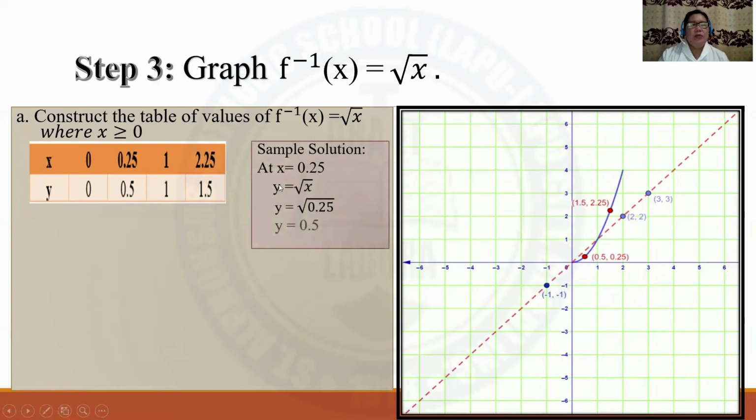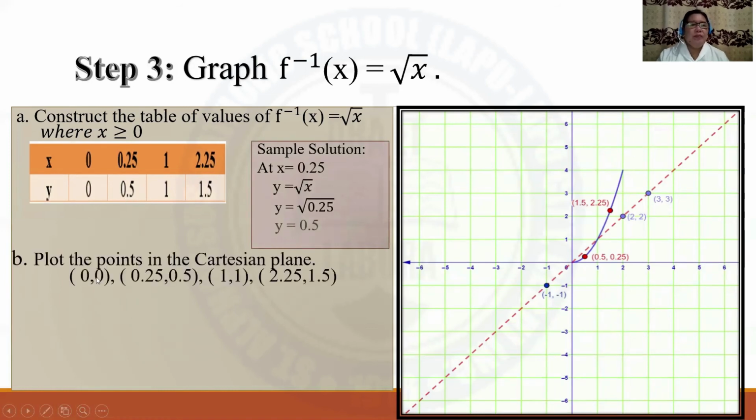And I will show you one example on how to get the value. Supposing x is equal to 0.25, so y is equal to the square root of x. Take the square root of 0.25, the value is 0.5. So here, 0.5. So even if you will not switch the values, it will still give you 0.5. Then plot the points. So there are only 4 points. Then connect the points with a curved line later.